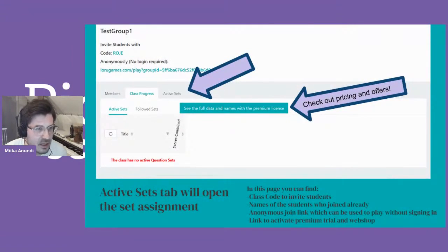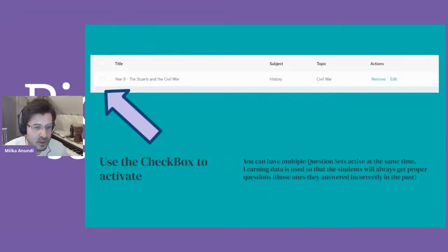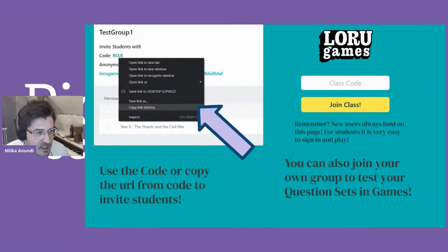And this is the group view where we can see the data with the premium license. Go ahead and see the link here and activate the trial for a month and check out the data. But now we'll see the next slide for activating a set. Here we just need to check this checkbox. We can check multiple question sets also. Okay, next slide will be the last one.